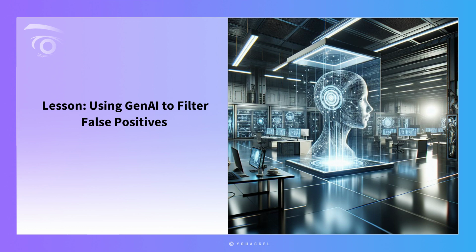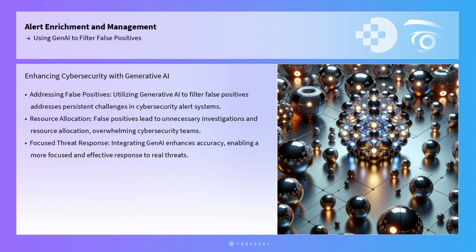Lesson: using GenAI to filter false positives. Utilizing generative AI to filter false positives in cybersecurity alert systems is an innovative approach that addresses one of the most persistent challenges in the field. False positives occur when benign activities are incorrectly flagged as threats, leading to unnecessary investigations and resource allocation. This often overwhelms cybersecurity teams, diverting their attention from genuine threats and reducing the overall efficiency of security operations. By integrating GenAI into alert enrichment and management processes, professionals can significantly enhance the accuracy of threat detection systems, enabling a more focused and effective response to real threats.